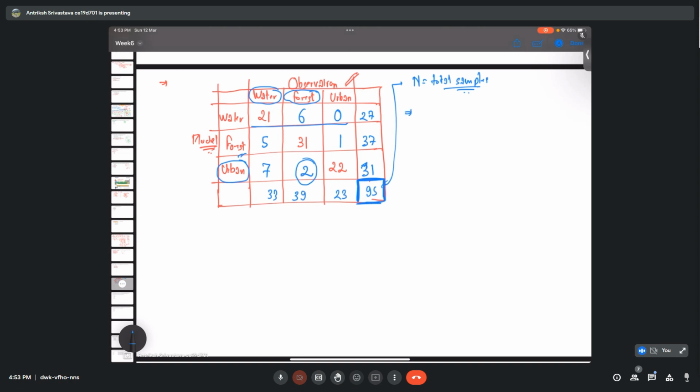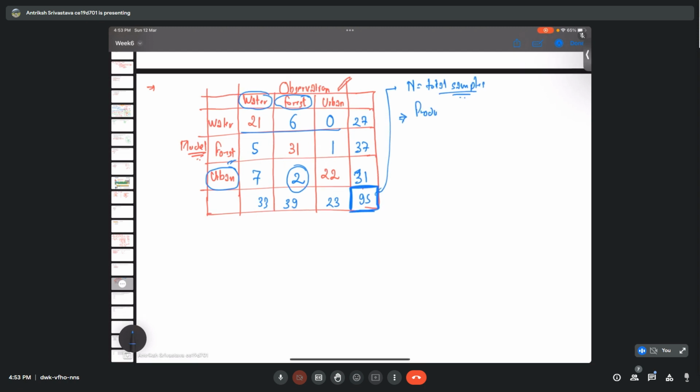there are three things that can be asked, when we are restricting ourselves to this week's content. Otherwise, there are many more things that can be asked based on the confusion matrix. So we can be asked producer's accuracy.